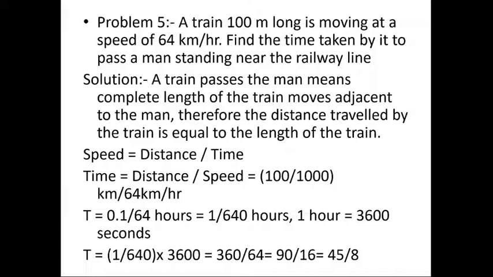So T is equal to 0.1 upon 64 hours. Then we convert hours into seconds, so we have 3600 divided by 640 seconds. The reduction comes to 45/8 seconds, so almost 5.5 seconds the train takes to cross a man. Look here, all the 5 problems were very simple and easy to formulate, but a different concept is involved in each of them. Problems can be made more complicated by mixing 2-3 ideas.